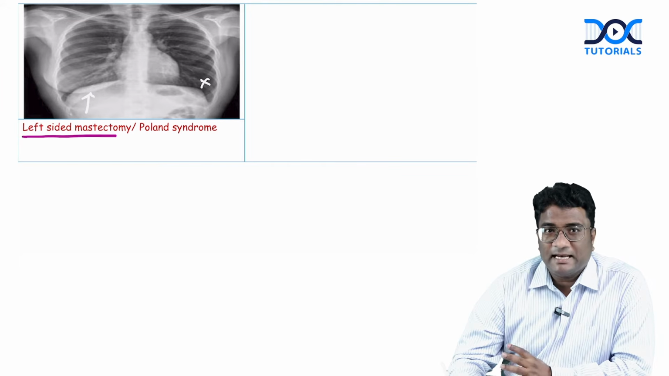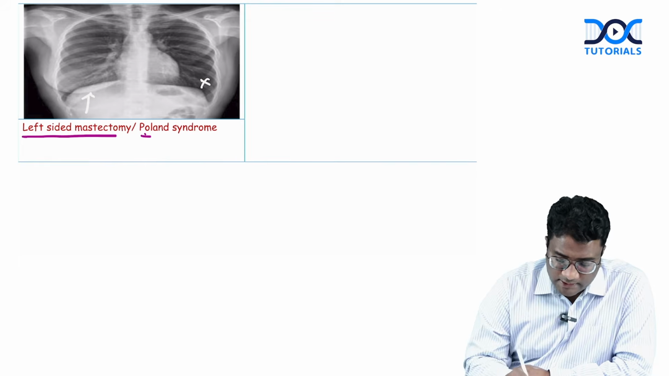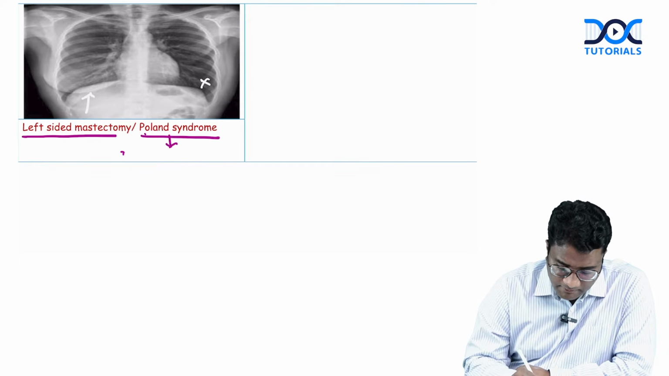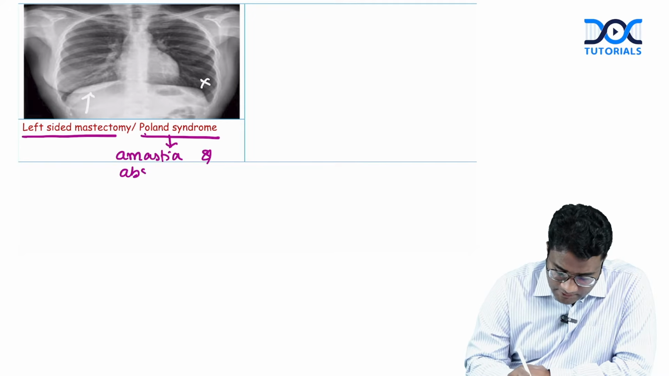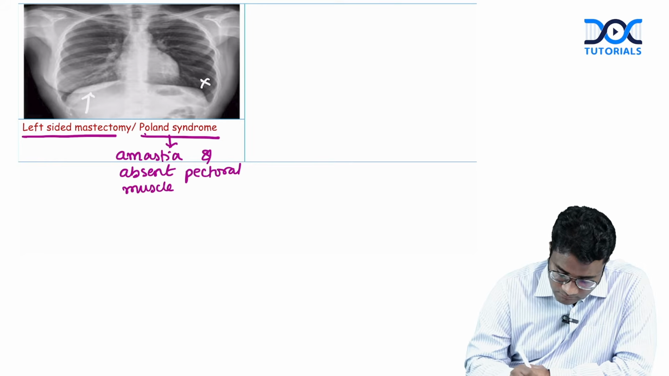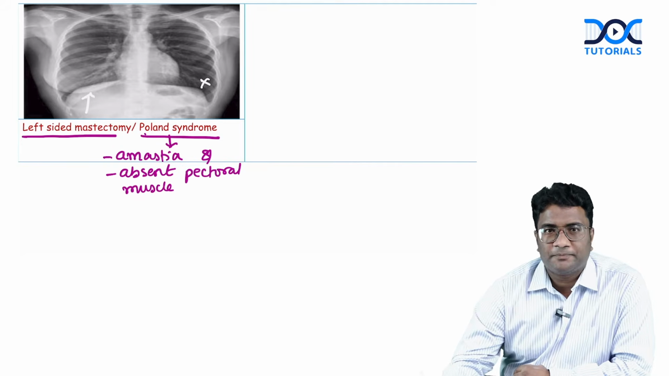But if it is a congenital absence of breast tissue, this is called Poland syndrome. This is amastia and absent pectoral muscle. This is Poland syndrome.